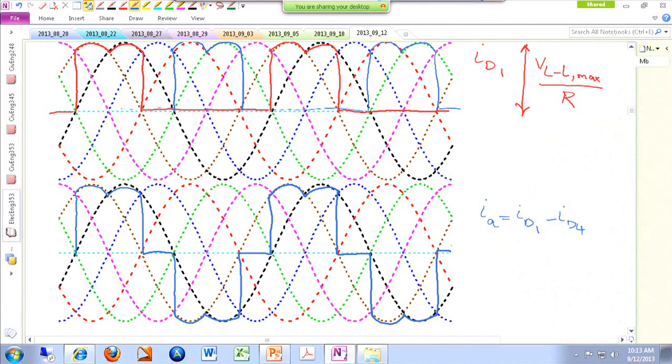You can see it's non-zero for 2 segments out of those 6 segments of the period. Then it's 0 for 1 segment. Then it's negative for the 2 other segments. Then again, it comes back to 0. So this is in case you're interested in plotting, for instance, the current of phase A. All right. Any questions so far?